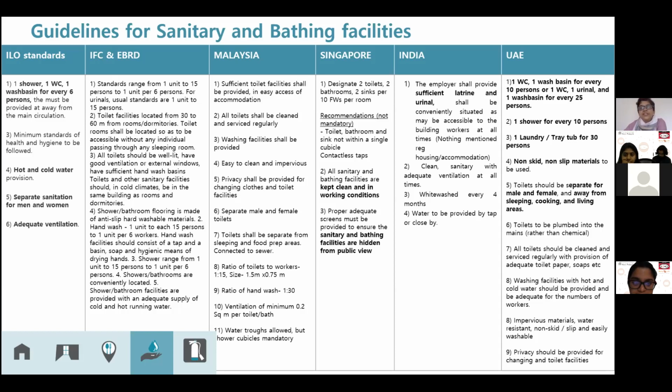India again mentions sufficient latrines and urinals, clean and sanitary ventilation, and that the toilets and baths should be whitewashed and segregated for men and women with separate signages. That's what is there on sanitation.